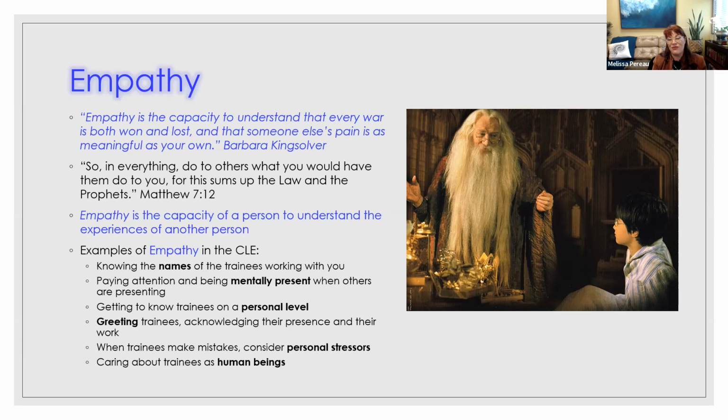There's other things that we can find out about trainees that would show that we have interest in them as human beings. And empathy is a huge part of that. And I think it is very, very important to make sure that our learners are seen and are heard.